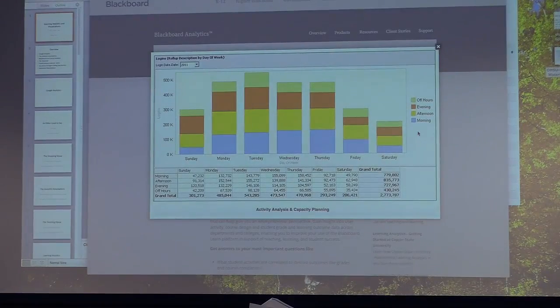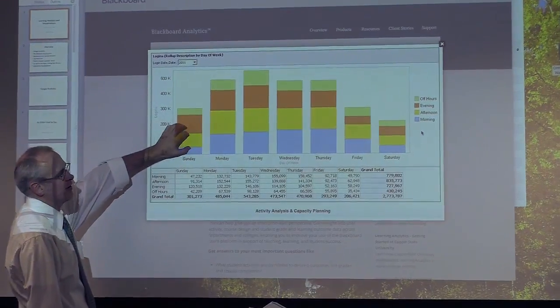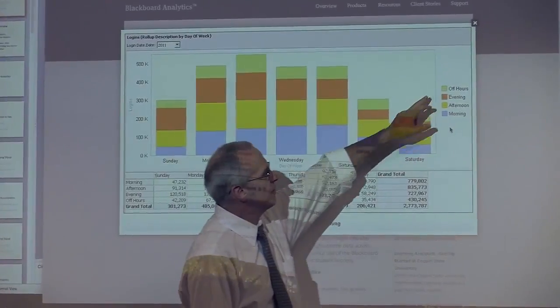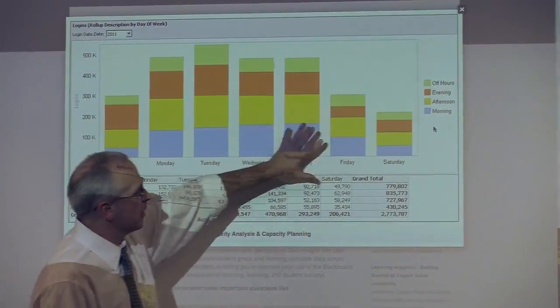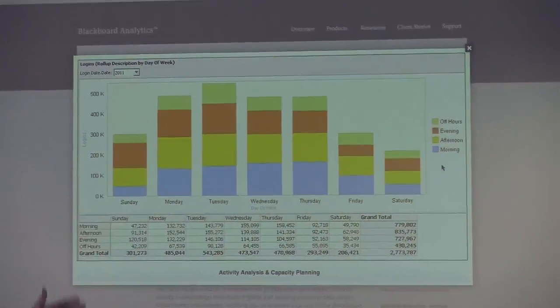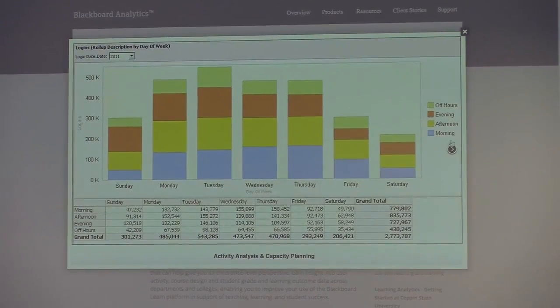This is telling you how many logins happen on each day of the week. Off hours, evening, afternoon, morning, kind of color-coded to show you that Tuesday is the day that the most people are logging in.